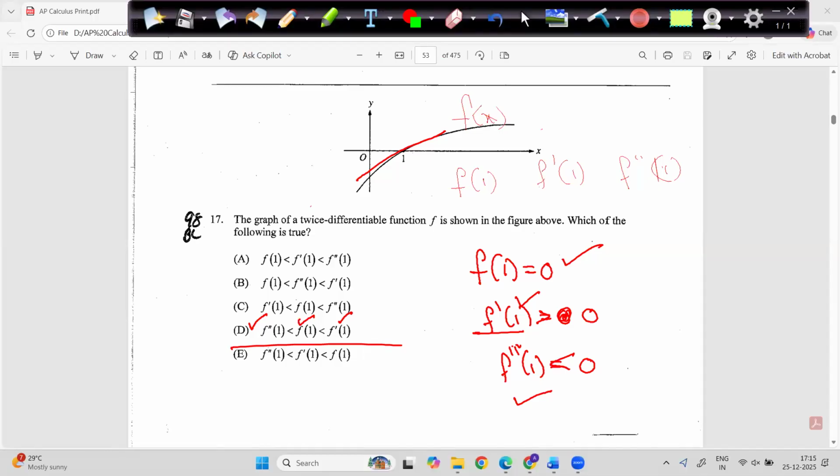Please see there. It is concave down. So f double dash 1 is negative. It is increasing. Slope is positive. So f dash 1 is greater than 0. But when I look into the function, f of 1 equals 0, so clearly I can say f double dash 1 is less than f of 1, which is less than f dash 1. That should be the answer. If you have any doubt, please ask me. If not, I'll make you do many more questions. You will understand the concept in the next few minutes.